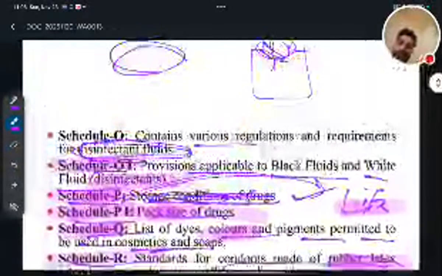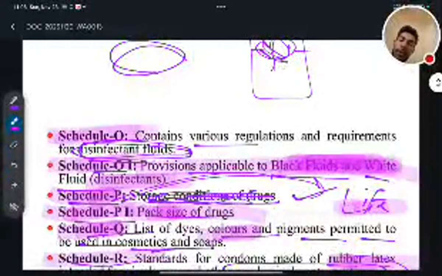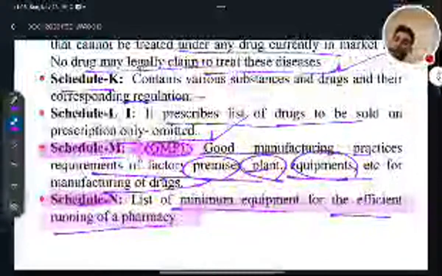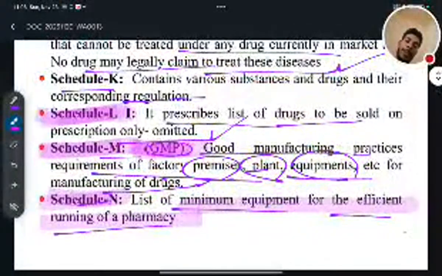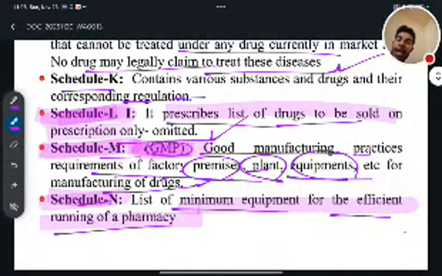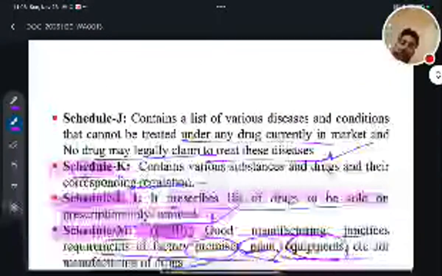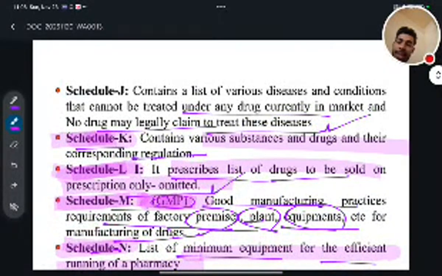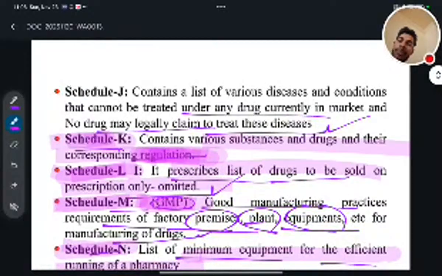Schedule O is for disinfectant liquids. Schedule O1 is for the poisonous provisions applicable to black fluid and white fluid. Schedule N is for the minimum requirements of equipment for running a pharmacy. Schedule M is for GMP. Schedule L1 is prescribed for the list of drugs to be sold on prescription only. Schedule K contains various substances and drugs and the corresponding regulations.